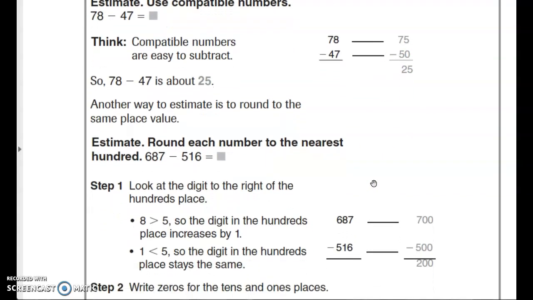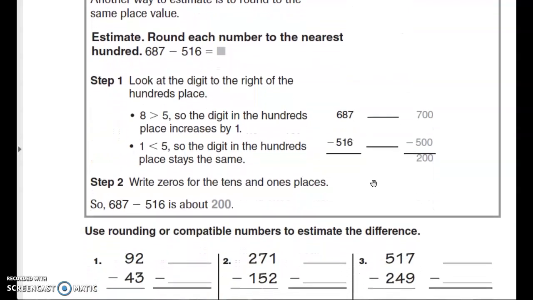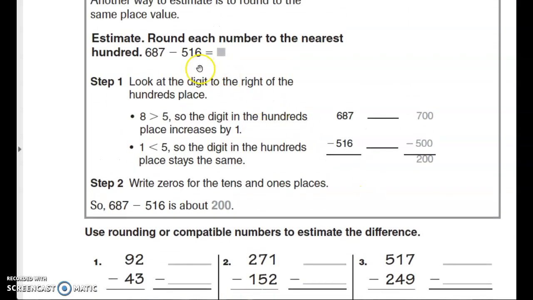All right. The other way we can do it is to round. Okay. And so for this problem, they're asking us to look at 687 minus 516. Well, 687 rounded to the nearest 100. If we look next door, the 8 tells us to round up, so it's rounded to 700. And 516 rounded to the nearest 100 is rounded to 500. So 700 minus 500 is 200. So the estimate for 687 minus 516 is 200. That's the estimate. It's not the exact, it's the estimate.